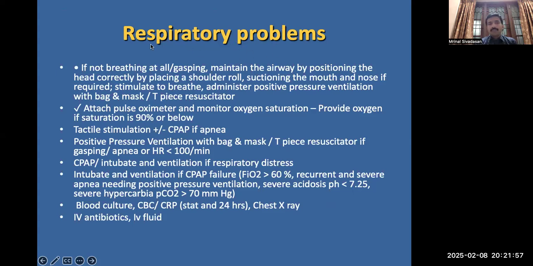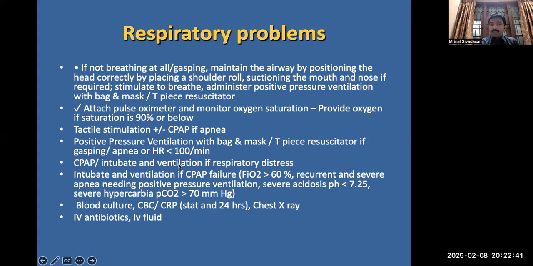How will you manage a baby with a respiratory problem? If the baby is not breathing or gasping, maintain the airway by positioning and placing the head correctly with a shoulder roll underneath, and suction the mouth and nose if required. Stimulate to breathe and then administer positive pressure ventilation with a bag and mask or T-piece resuscitator if the baby is not responding. Attach the pulse oximeter and monitor the oxygen saturation. Provide oxygen if saturation is 90% or less. Tactile stimulation can be done without CPAP if apnea is present. Positive pressure ventilation with bag and mask or T-piece resuscitator can be done if there is gasping or apnea or heart rate less than 100.